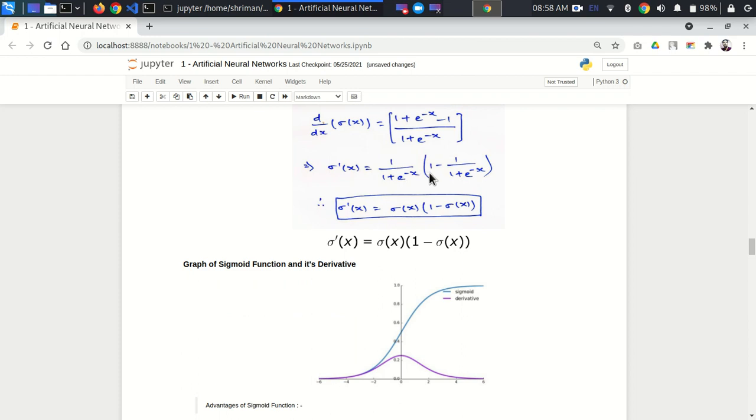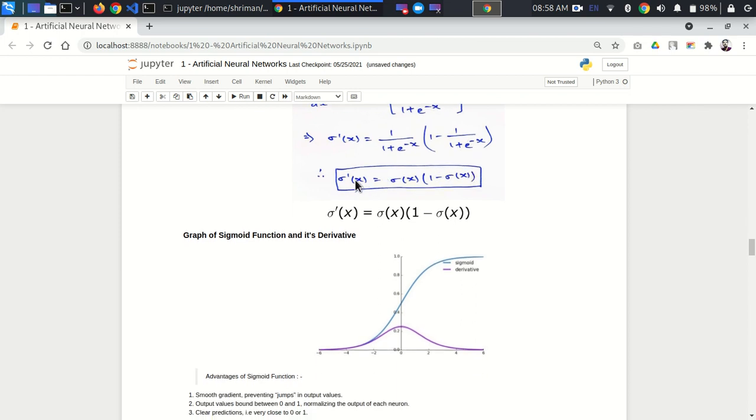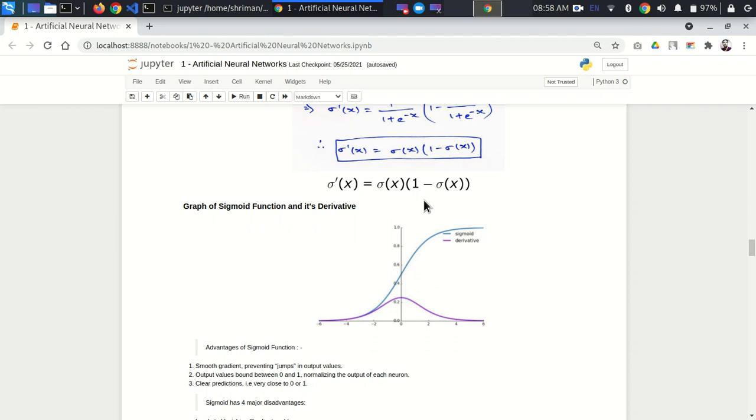Now after this, I will go with this kind of expression where 1 minus this one, and then sigma dash x, or f dash x, will be f(x) into 1 minus f(x), right? So this would be the differential function which I'm going to get after differentiating this sigmoid function. So we are going to get some kind of output when we differentiate these things, right?